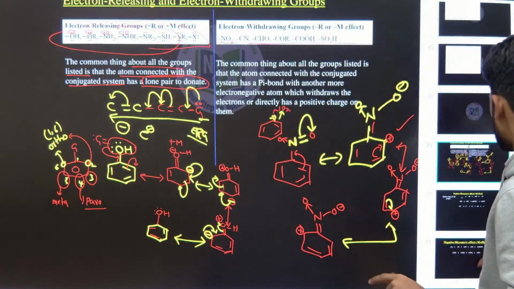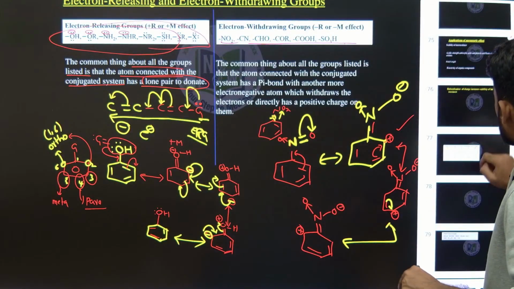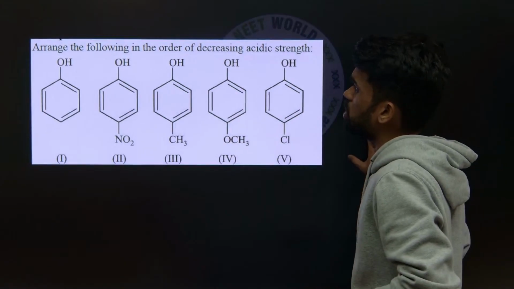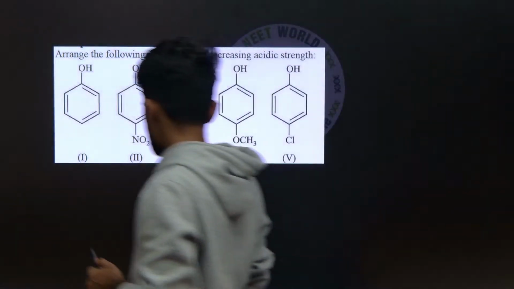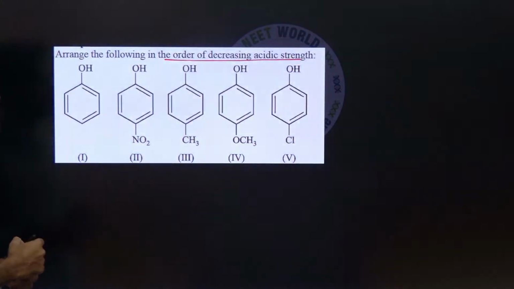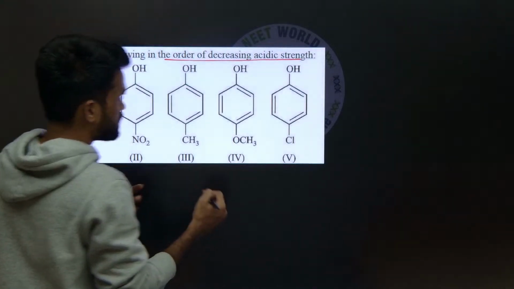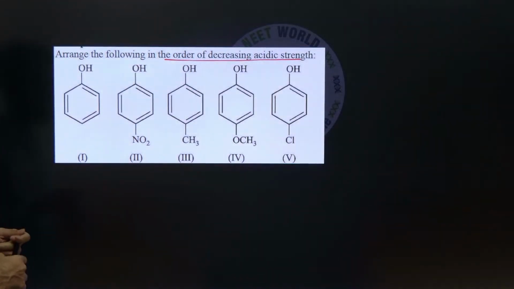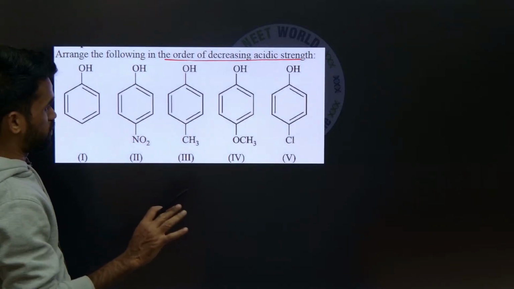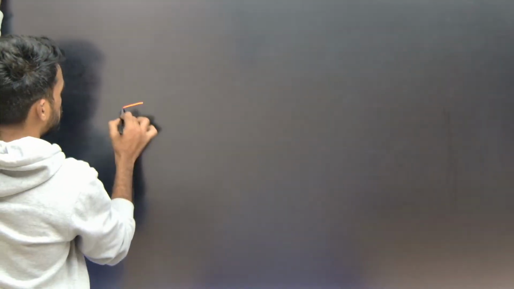So now, sir, we have discussed this very effectively, but what is the use of knowing this? Just look at here. This is the application of the inductive and mesomeric effect. It says, arrange the following in decreasing order of their acidic strength. So it means we need to identify which is most acidic and which is least acidic. Let me explain a few things before explaining this complete question.